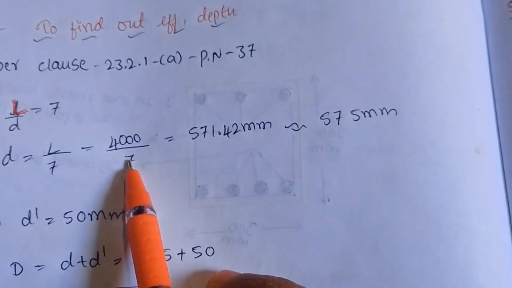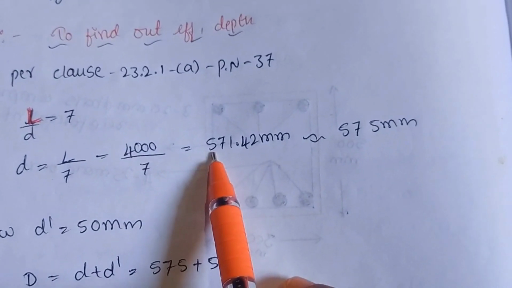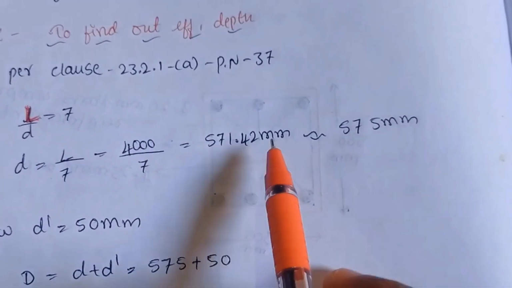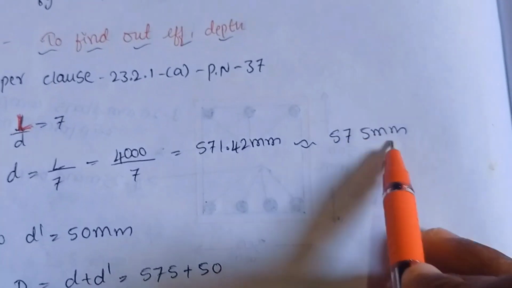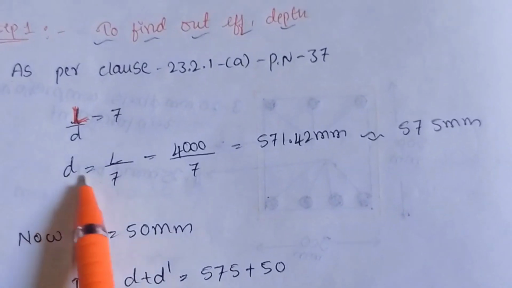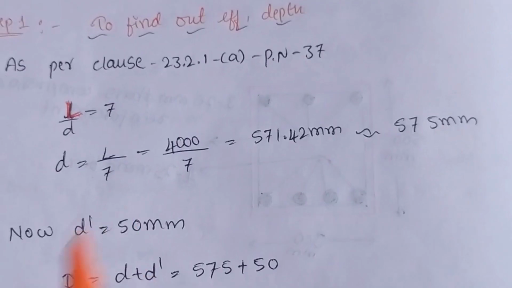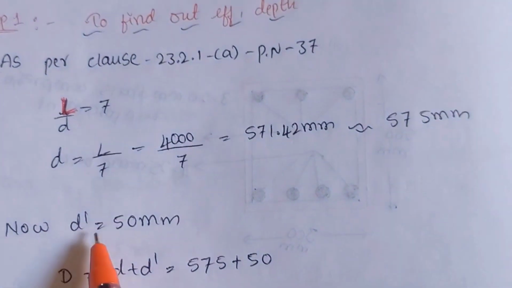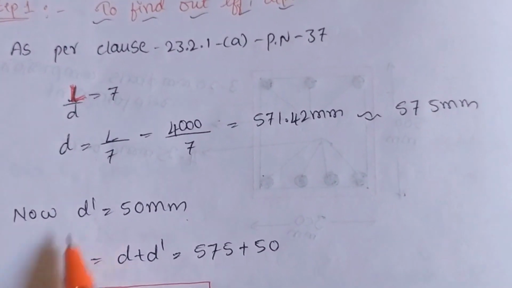So substitute all the values. After simplifying we'll get D as 571.42 mm. I'm making it an approximate value, that is 575 mm. This is our effective depth. After the calculation of this, we'll go for the overall depth calculation. For that we need to assume the effective cover, so I'm taking it as 50 mm. Now we can calculate the overall depth.